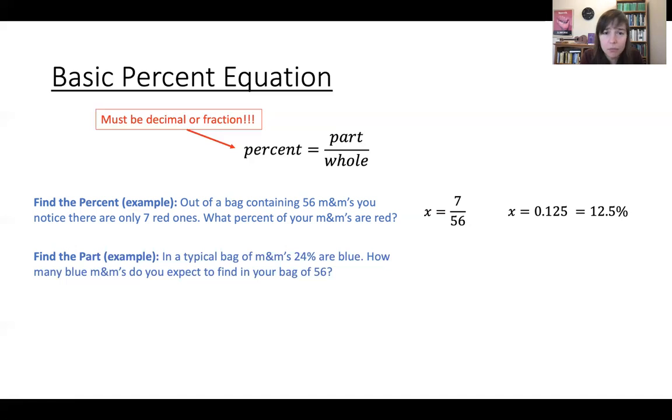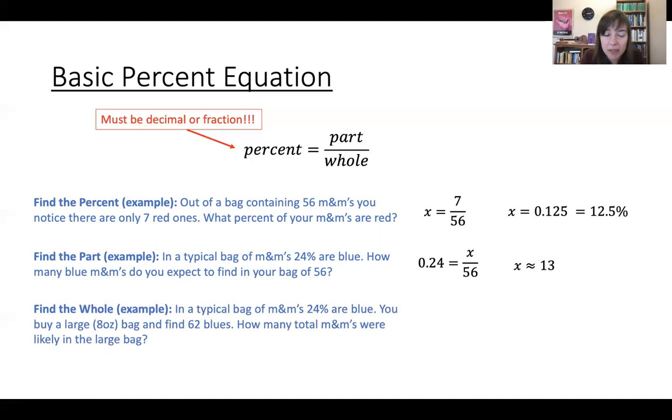Well, to use the percent equation, now we know the percent of blues is 24. Our whole is 56, and our part, we don't know. We're trying to find the part of the whole that is blue. So we write it like this. Remember, don't write 24 here. You've got to convert it to a decimal, write 0.24. And solving for x, you get x is about 13. And since we are dealing with a whole number of M&Ms, it makes sense to round to the nearest integer.